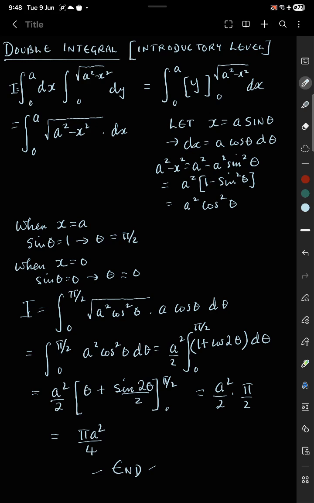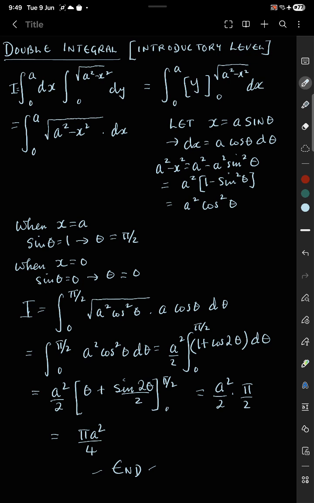That's a fairly standard integral, but we can do it by letting x equal a sine theta, which means dx equals a cos theta d theta, and a squared minus x squared would be a squared minus a squared sine squared theta, which is a squared bracket 1 minus sine squared theta, which is a squared cos squared theta.